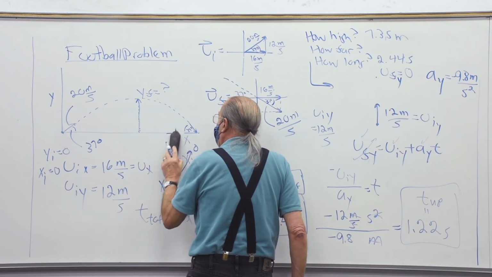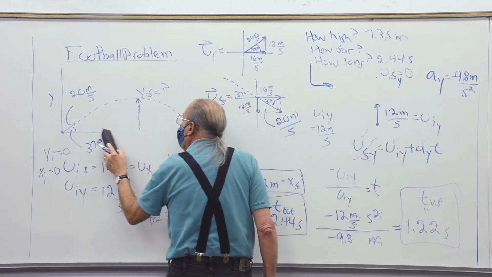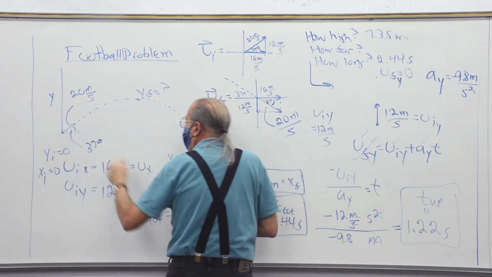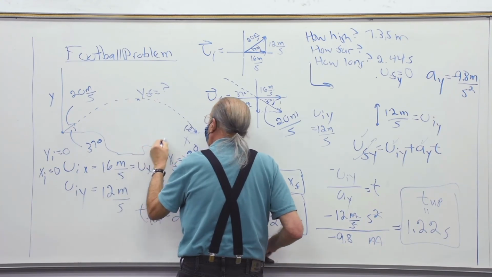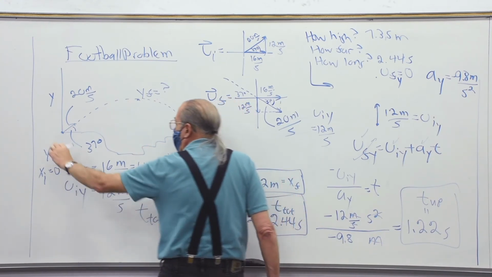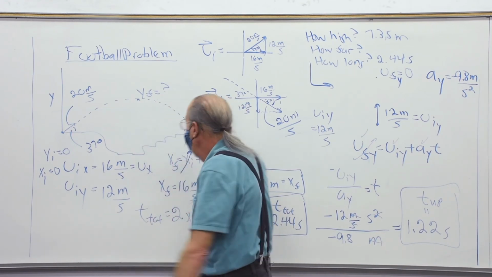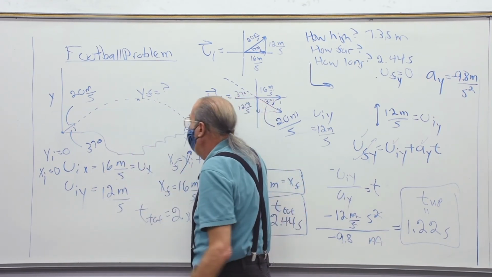This is not here. This is a giant canyon. And Evel Knievel takes off at 37 degrees at 20 meters a second and hits over here.